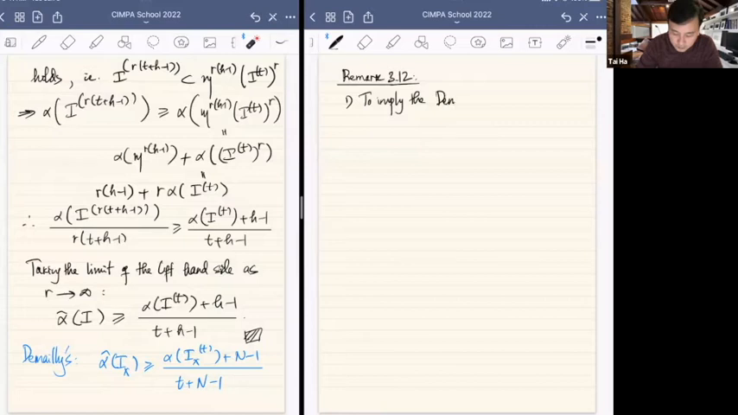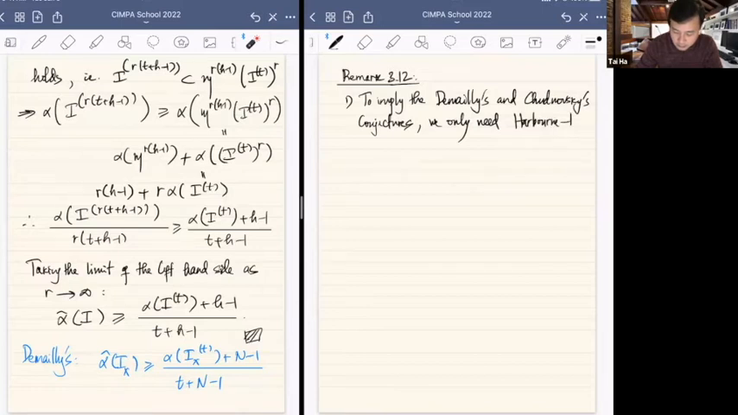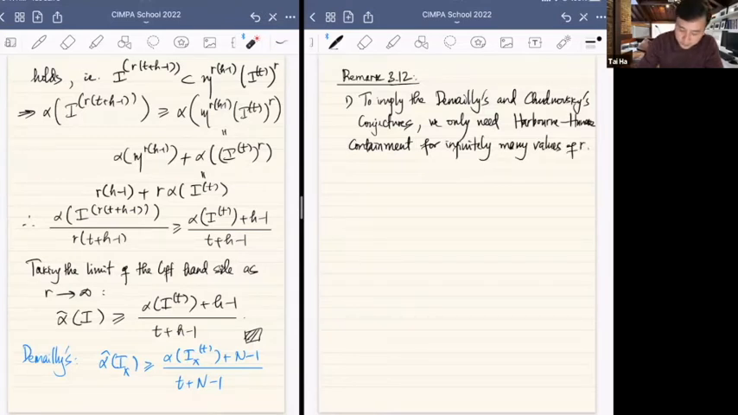So the first remark is, to establish, to imply the Demailly and Chudnovsky conjectures, we only need the Harbourne-Huneke containment for infinitely many values of r. So that's an important thing. So you don't have to prove it for all r, all we need to do is to establish this containment for infinitely many values of r.